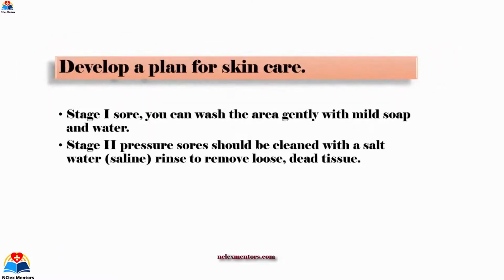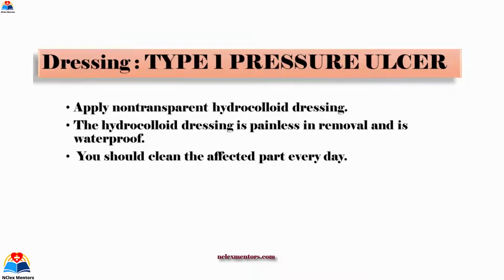We should also develop a plan for skin care. For a stage 1 sore, you can wash the area gently with mild soap and water. Stage 2 pressure sores should be cleaned with salt water or saline and rinsed to remove loose, dead tissue. Keep the sore covered with a special dressing. Different types of dressings can be applied to different types of pressure ulcers.